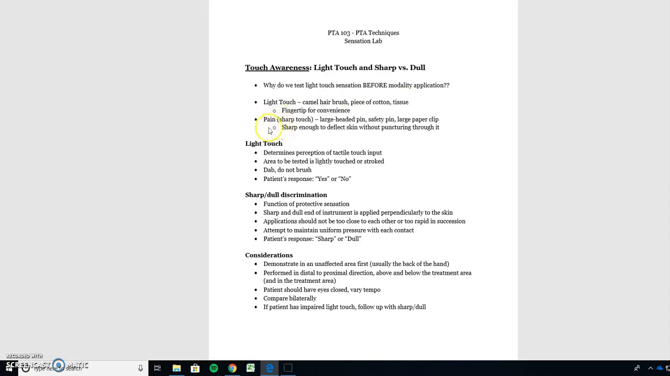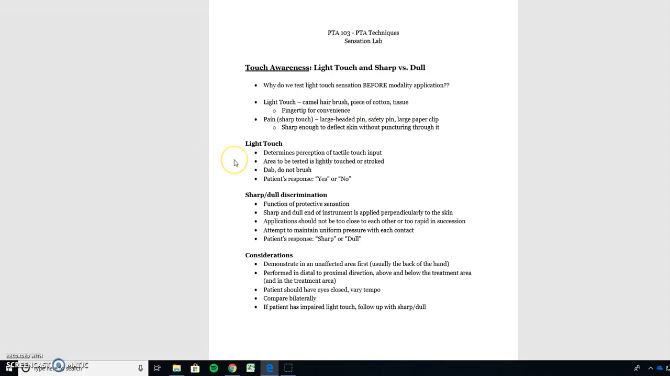The other thing that we're going to look at is pain, which is our sharp touch. So we want to know, can your patient detect light touch and can they detect sharp touch? Your sharp touch can be done with the end of a safety pin or a sewing pin. You can also use a very large paper clip. The idea is that you're going to have your patient discriminate between sharp and dull. But keep in mind that with our sharp tool, we don't actually want to puncture the skin. We don't want to draw blood. That's a bad thing. Okay? We just want them to discriminate a more painful sensation.